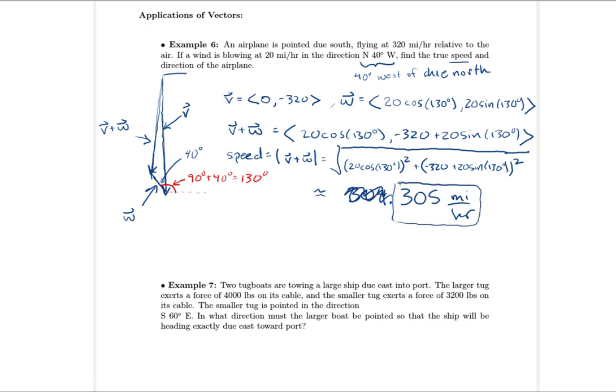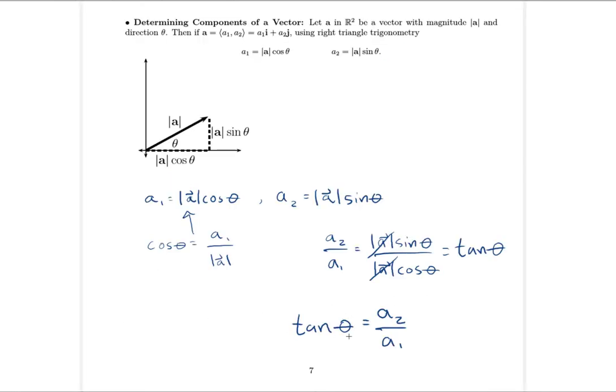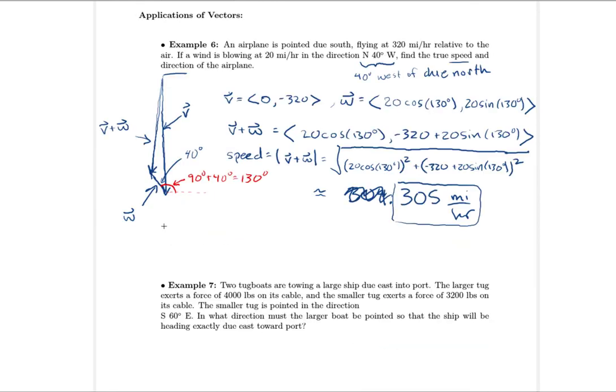But then of course, the true direction. What did we learn on the previous page? We said the tangent of theta is the y over the x component. So we can use that here as well. The tangent of theta is equal to negative 320 plus 20 sine of 130, divided by 20 cosine of 130. Then of course we're going to have to use tan inverse, so theta is the tan inverse of this.